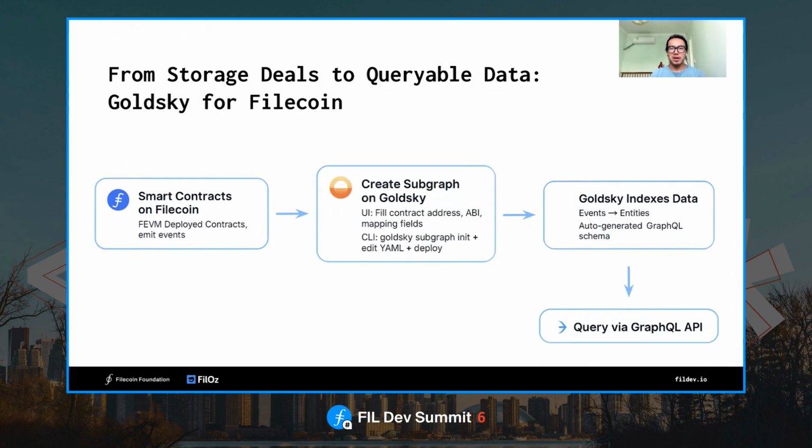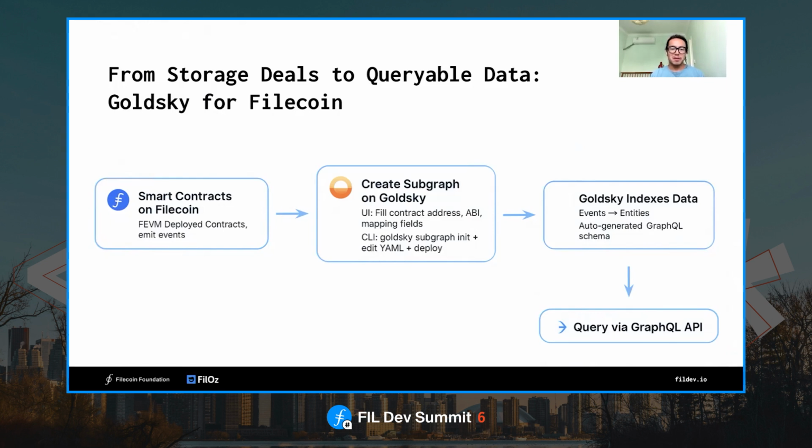On Filecoin, there are a couple of options that you can use. The first is Protofire. They offer public access to The Graph service, and it simplifies the process of deploying and managing your subgraph and using it to query the structured data.